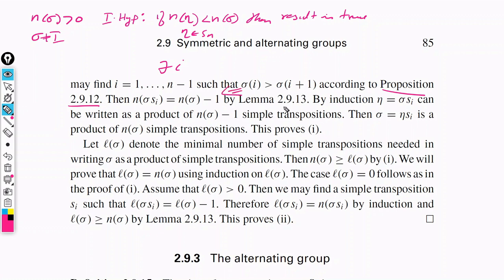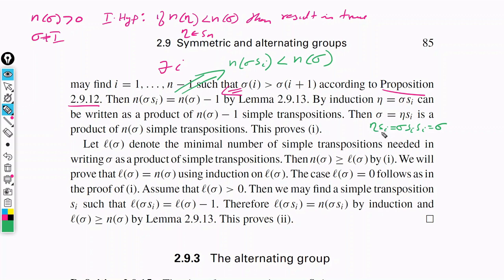Then by lemma 2.9.3, this implies n(sigma Si) equals n(sigma) minus 1. This implies n(sigma Si) is less than n(sigma). So by our induction hypothesis, this sigma Si can be written as a product of n(sigma) minus 1 simple transpositions. Then it is clear that eta Si can be written as a product of n(sigma) simple transpositions.